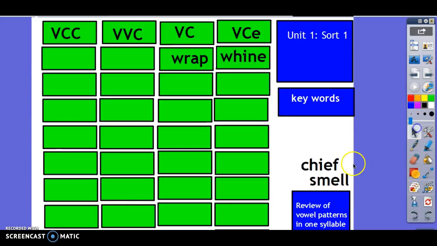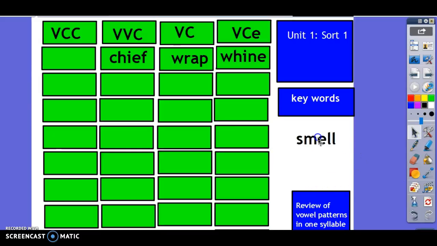The next word I'm looking at is chief. Again, it's all one-syllable words, chief. I'm going to find the vowel. Here's the I, and look at the pattern. I have a vowel, another vowel, and then a consonant. So a V, V, C pattern. So that's going to go under this column.